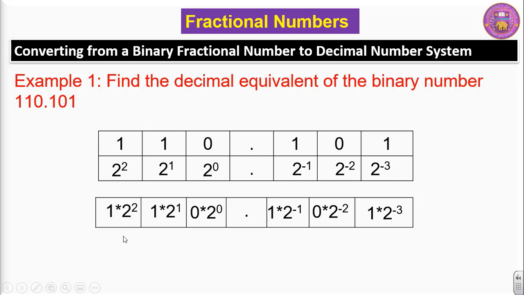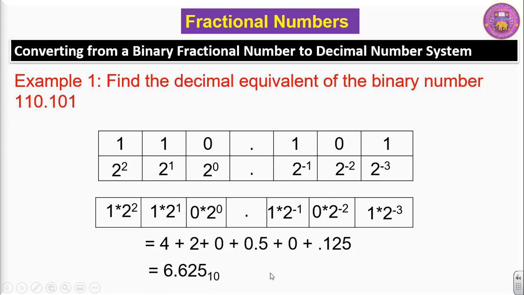Let us solve it. When we solve it, we get the value as 6.625 and the base is 10. So the decimal equivalent of this binary, decimal equivalent of 110.101 binary, is 6.625 base 10. Let's have one more example.